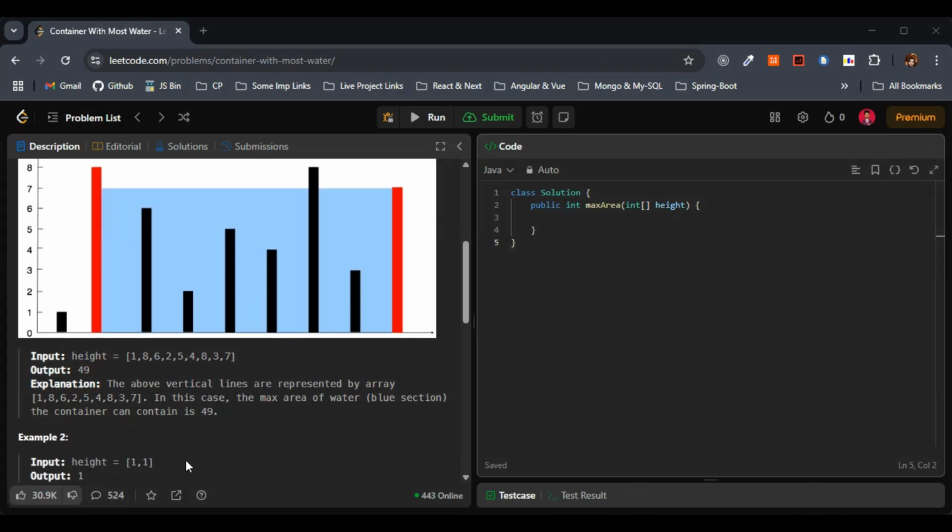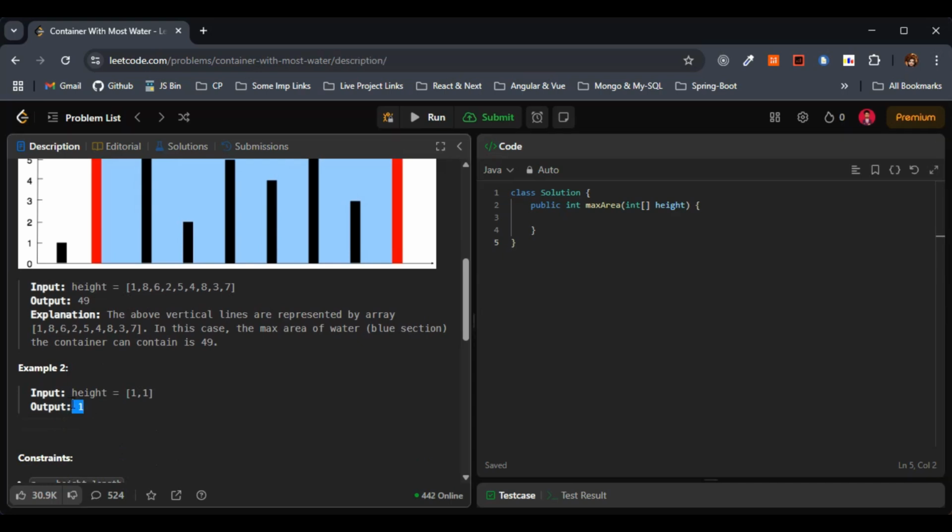Same thing here. We have only 1 and 1. So the maximum height we have here is 1. The lowest we have is 1 as well. So for 1 and 1, with the height 1, and width also 1, 1 into 1 is nothing but 1. Only one vertical line we have. If we calculate the width, it will be 1 into 1, 1 itself. So the output that we have returned here is 1.